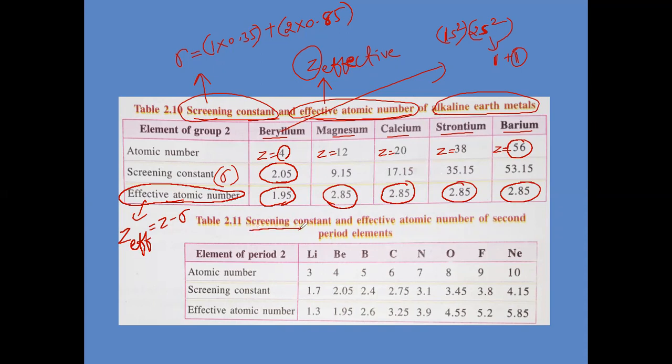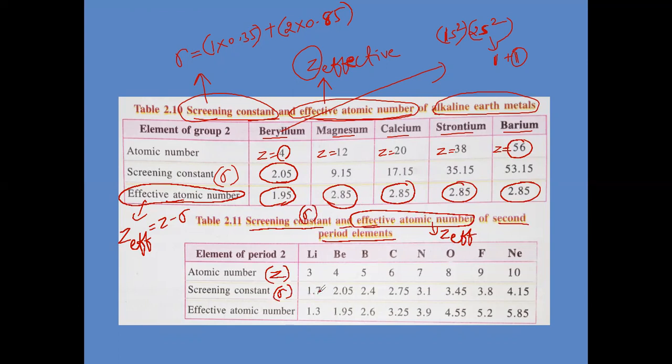And also they mentioned about screening constant, that means sigma value, and effective atomic number. Effective atomic number is nothing but Z effective of second period elements. Now in second period, what will be the elements? Lithium, beryllium, boron, carbon, nitrogen, oxygen, fluorine, neon. What are the atomic numbers here? Z values 3, 4, 5, 6, 7. Now screening constant means sigma value. How to calculate the sigma value?